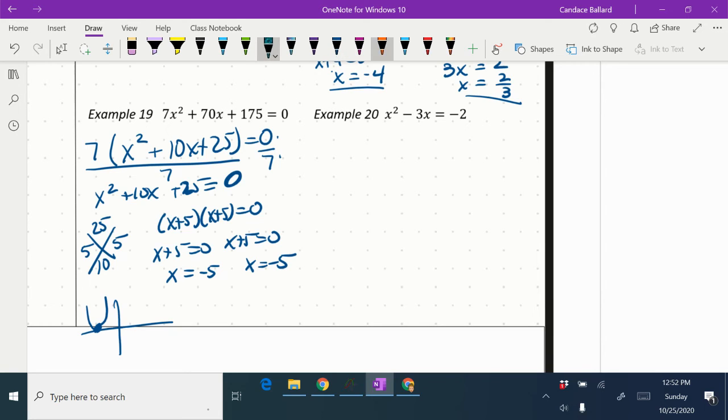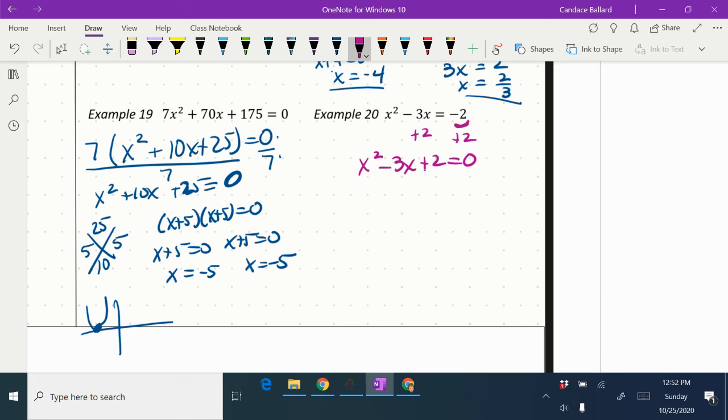All right, in example 20, hopefully you notice something a little bit different. It's not equal to 0. It needs to be equal to 0 in order for us to use the zero product property. So I'm going to start by adding 2 to both sides. We've got x squared minus 3x plus 2 equals 0.